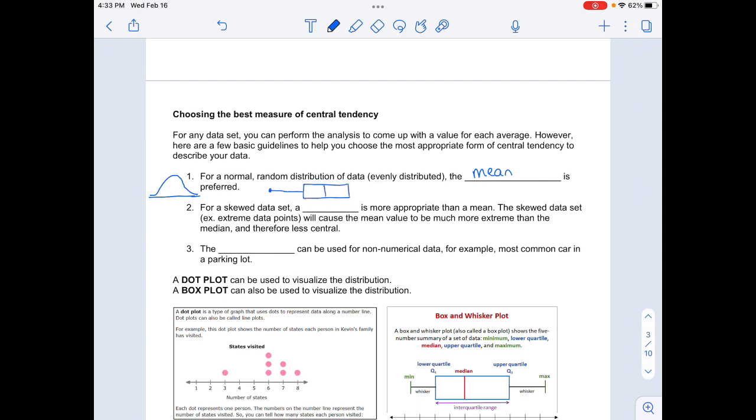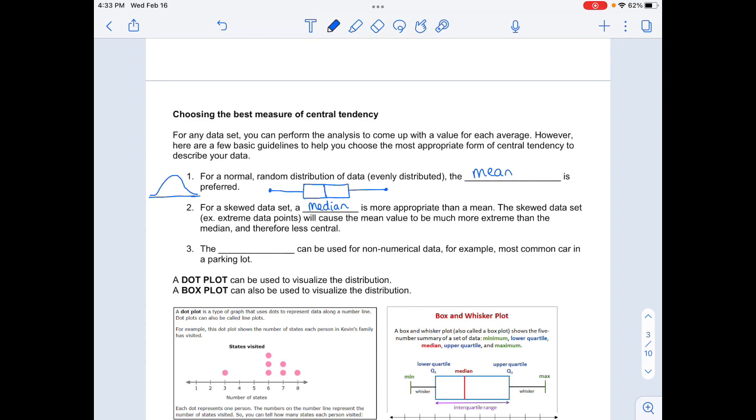And when you're looking at the box plot, if it is normal, your whiskers will be about the same length, okay? This is compared to a skewed data set in which the median is more appropriate than the mean to use. The skewed data set has extreme data points and will cause the mean value to be much more extreme than the median and therefore less central.